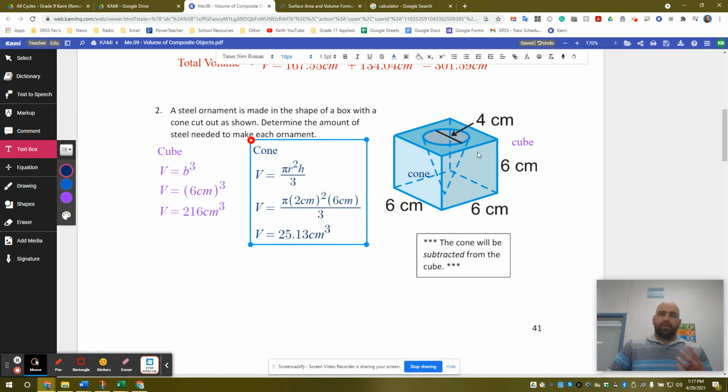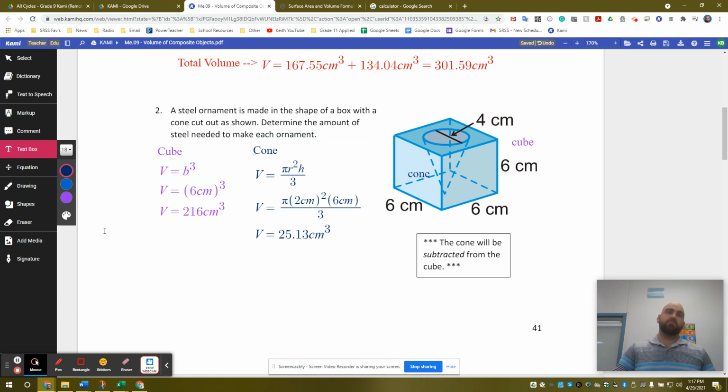Now, the cone is being cut out of the cube. That means the cone needs to be smaller, and it is. Okay, and that is very important. If it is in fact bigger, then we may have made a mistake in the way that we did our calculations. Okay, so double check that. If all of a sudden the piece that's been cut out is bigger, we may have made a mistake.